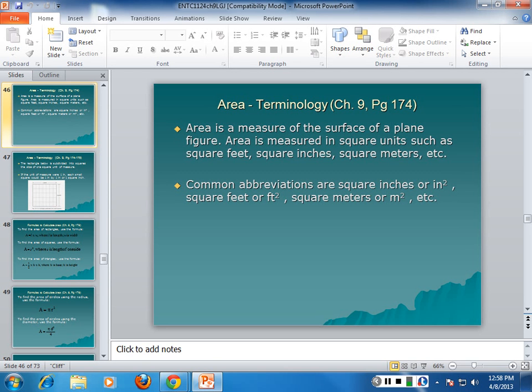Now let's log on to the portal and go to the quiz section and let's practice the quizzes related to the perimeter calculation.